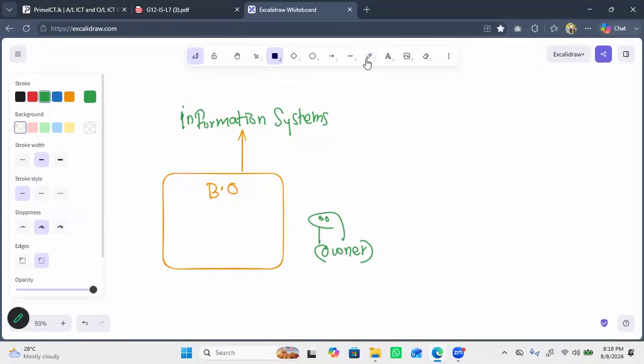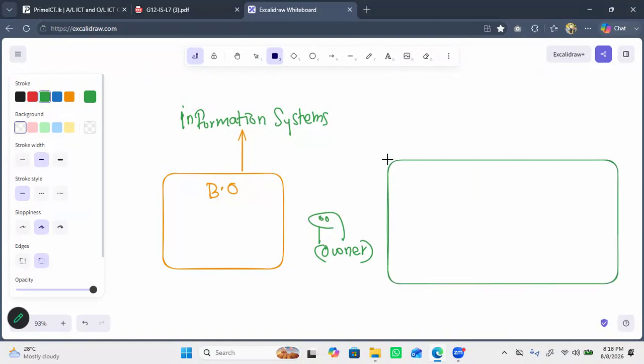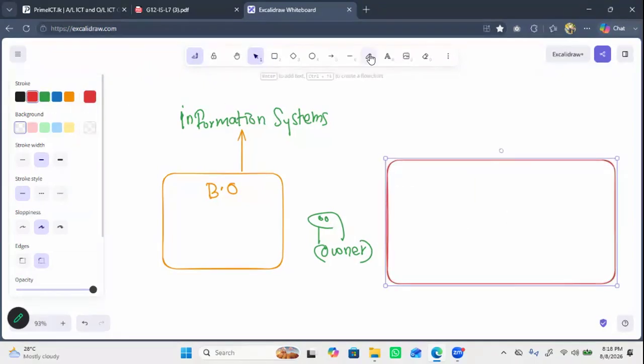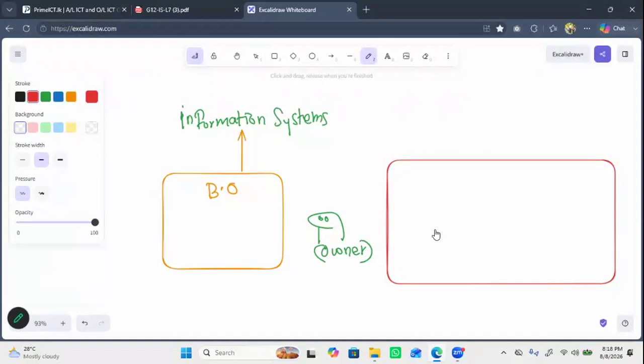So let's say this is the software company. In this software company, we have several roles. Like, we have the business analyst, we have the software developer, we have QA. There are several people, right?